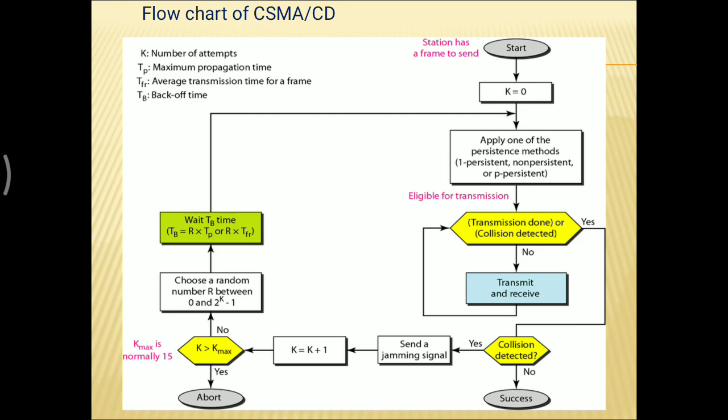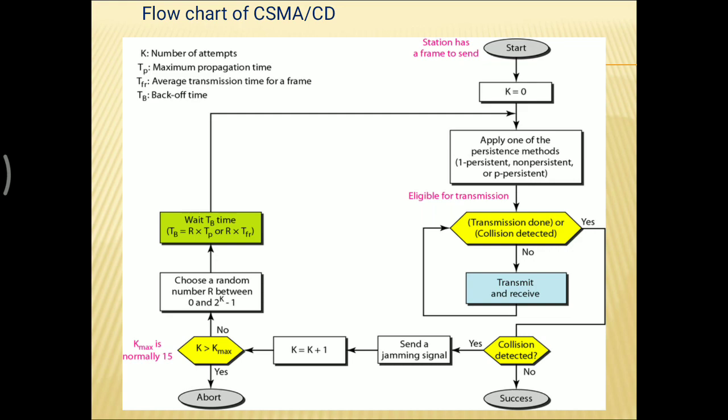If it finds any collision, then it goes to the collision block, and it sends the jam signal to the remaining stations to alert them that a collision is taking place, and the remaining stations do not have a chance to send whatever frames they have.